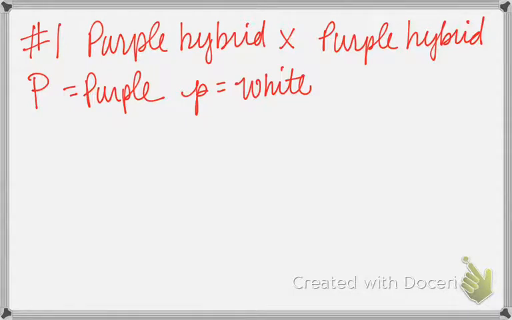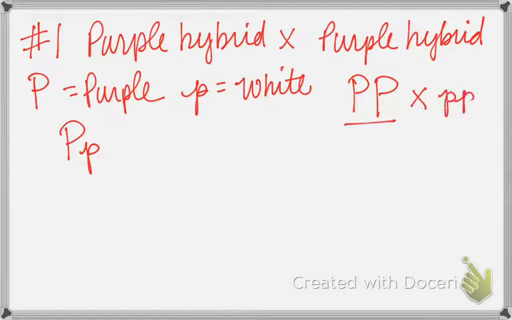Okay? Now, I heard a question: how do I know if it's big P, big P or big P, little p? A hybrid means that you don't show both of the dominant traits and you don't show both of the recessive, but instead you're one dominant trait and one recessive trait. You're a hybrid, meaning you're a mixture of the two. The way you get a hybrid is when you cross a purebred dominant with a purebred recessive.